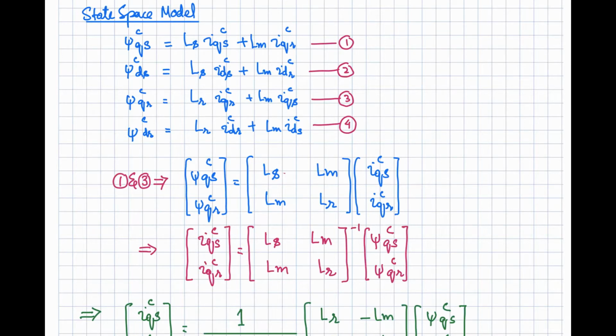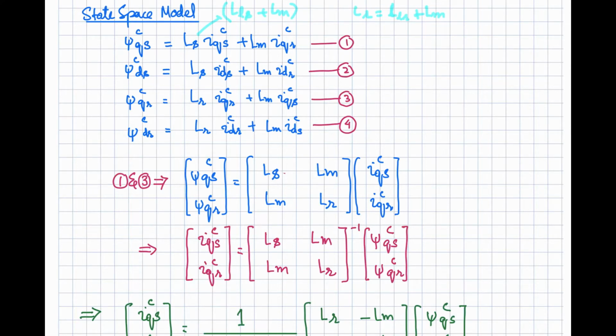The flux linkage equations for the induction motor are shown here. Phi qs, phi ds, phi qr and phi dr can be written like this, where Ls is the sum of the leakage inductance of the stator side and the mutual inductance, and similarly Lr is the leakage inductance of the rotor side plus the magnetizing or mutual inductance.